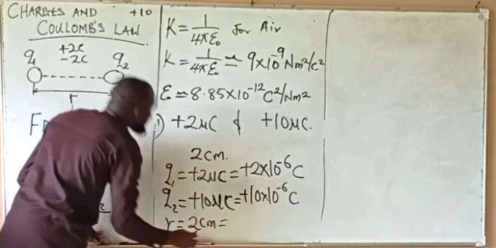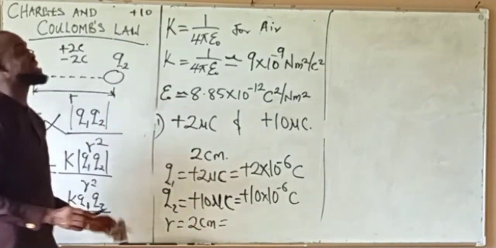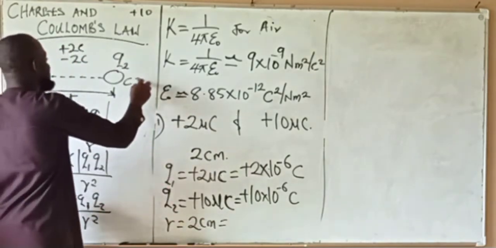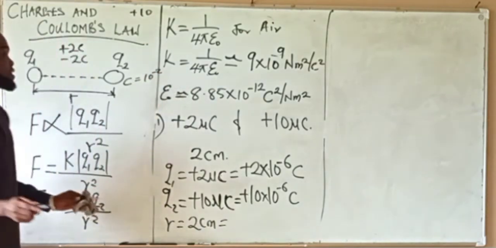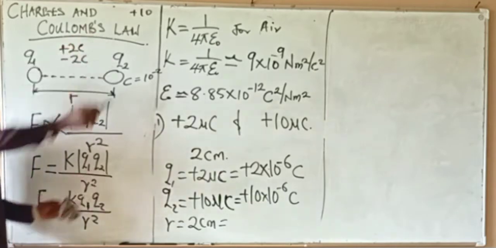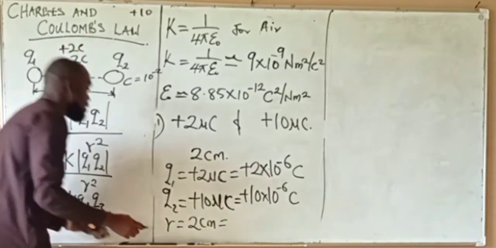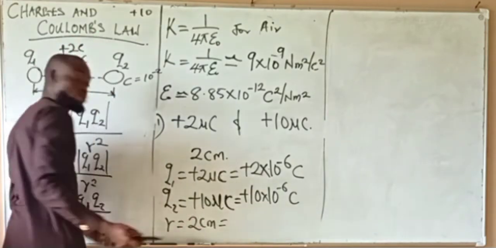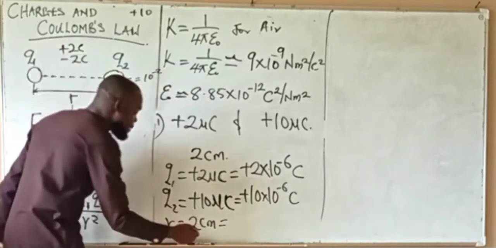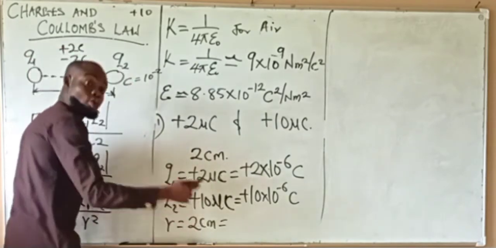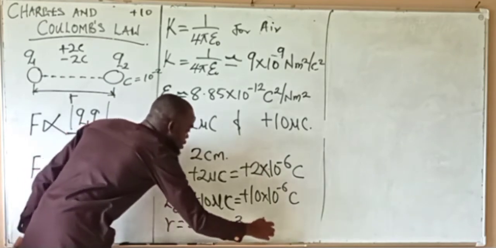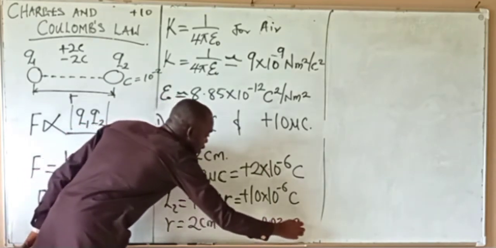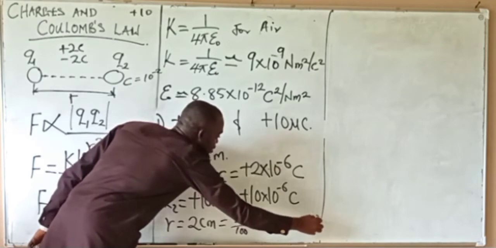2 cm. 2 centi. What is centi? Centi means 10 to the minus 2. That is the prefix used for 10 to the minus 2. So you can just say 2 times 10 to the minus 2 meters. Or you just say, if you want to go from centimeters to meters, you divide it by 100, and it will give you 0.02 or 2 times 10 raised to the minus 2 meters.